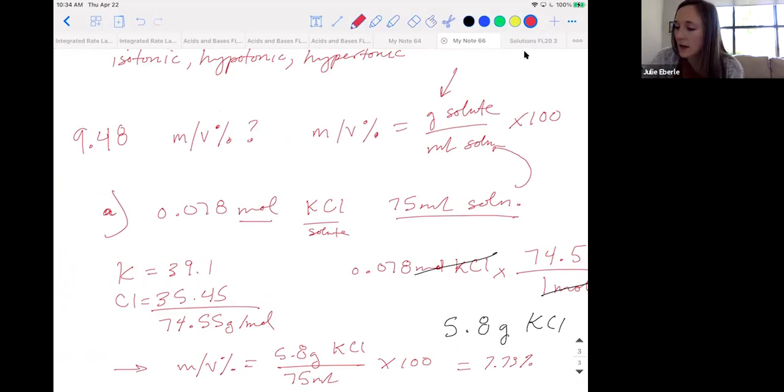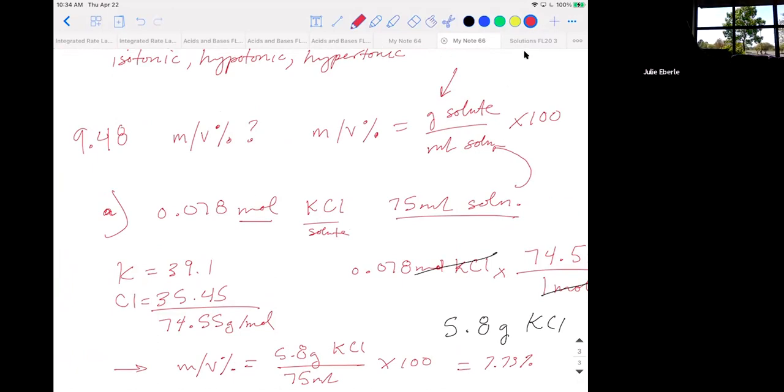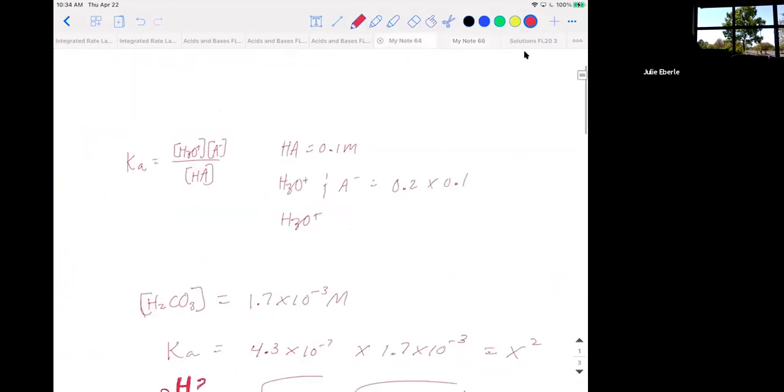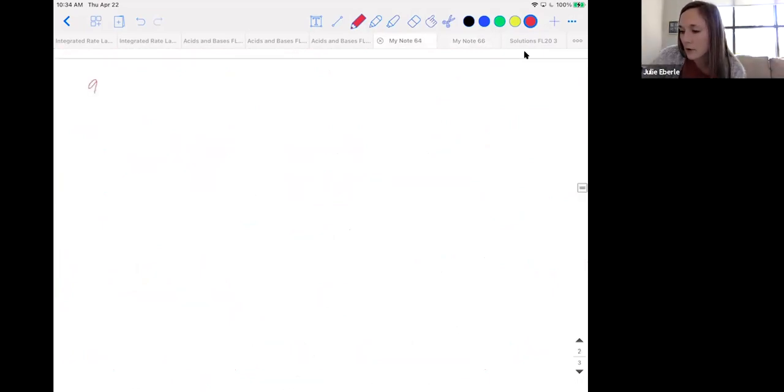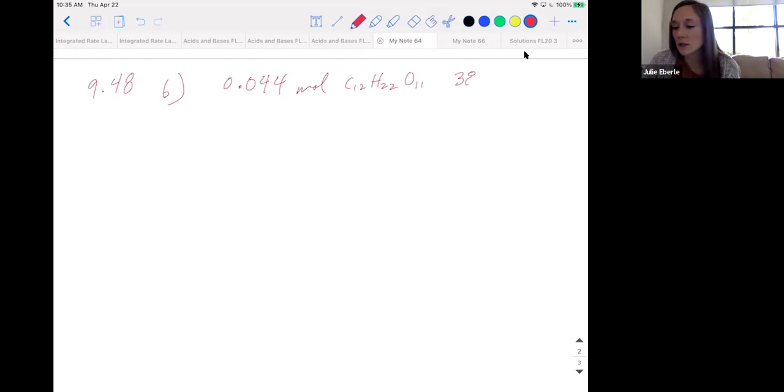Sucrose says, so I need a new note now. This is 9.48 part B. It says you have 0.044 moles of sucrose, which is C12H22O11, and you have 380 milliliters of solution. Same exact thing here. Use the molar mass of sucrose and convert.